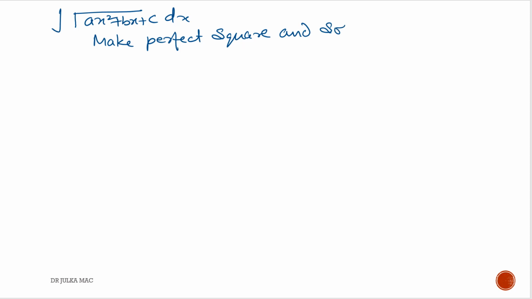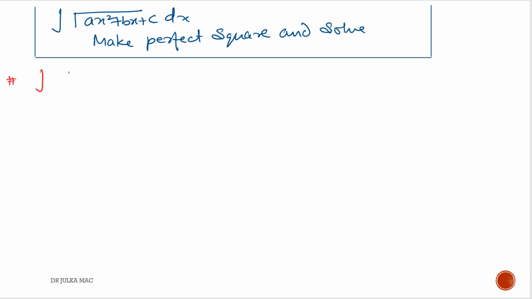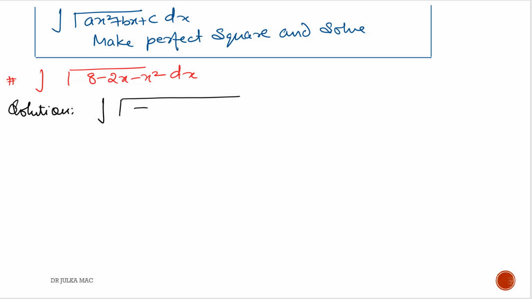Next point, whenever in the root we have a quadratic, first we make a perfect square of it and then we solve using the formula. We can explain this by a question. Integration of the root of 8 minus 2x minus x square. To make a perfect square, first we take the coefficient of x square common, but we take minus common in the root because we cannot take a negative common outside the root. So it is minus in x square plus 2x minus 8.